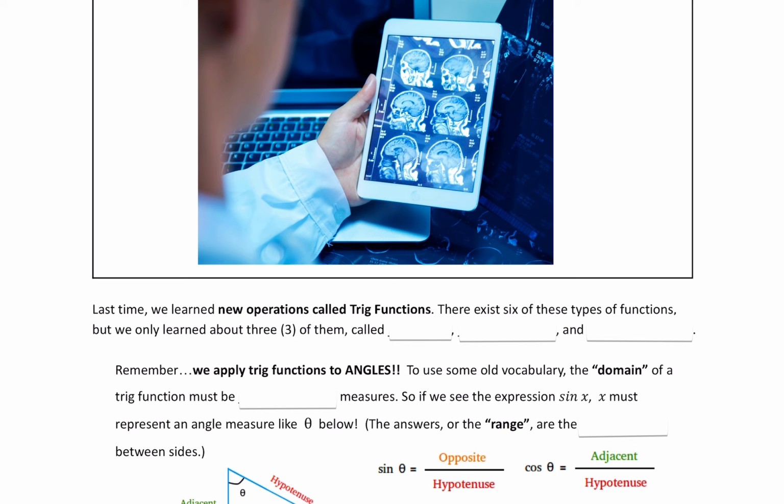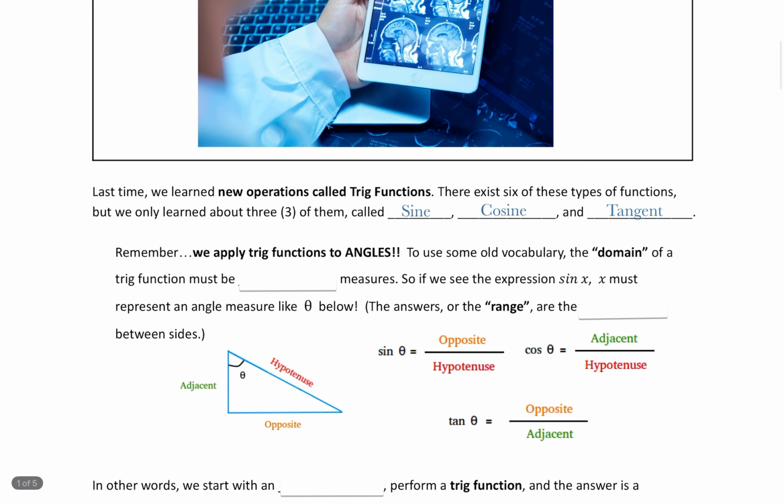Okay, last time we learned new operations called trig functions. There exist 6 of these styles of functions, but we only learned about 3 of them. These are called sine, cosine, and tangent. Now remember, we applied trig functions to angles. To use some old vocabulary, the domain of the trig function must be angle measures. And domain is the input values. So our input is angles.